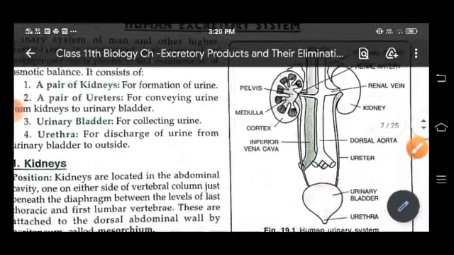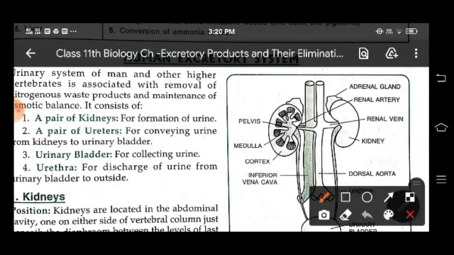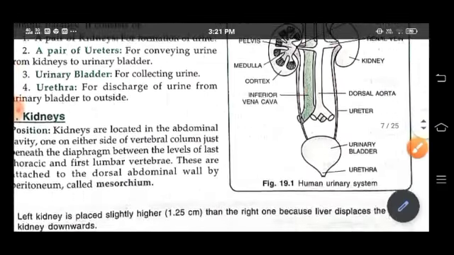So here is the human urinary system. Now here is one pair of kidneys. The adrenal glands are the hormonal glands which are placed on top of the kidney. Renal vein brings blood from the kidneys, and renal artery brings blood from other parts to the kidney. Then the inferior vena cava, which collects blood from the body; then the dorsal aorta, ureter, and urinary bladder.